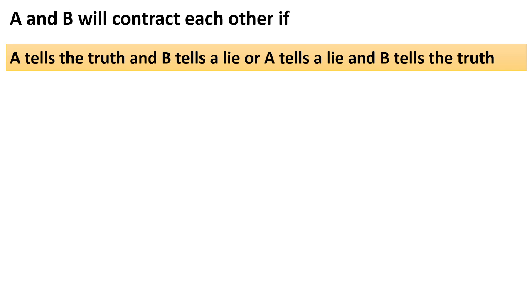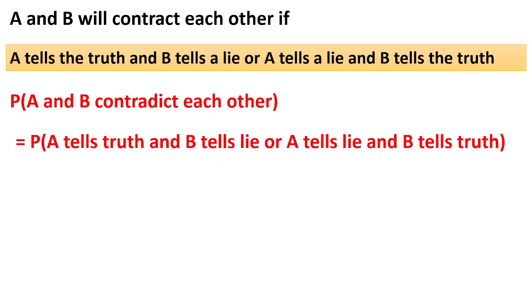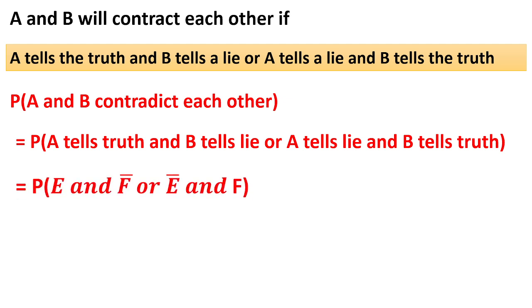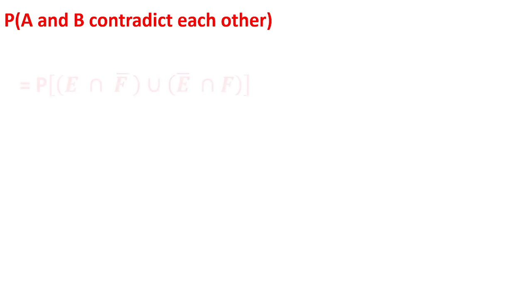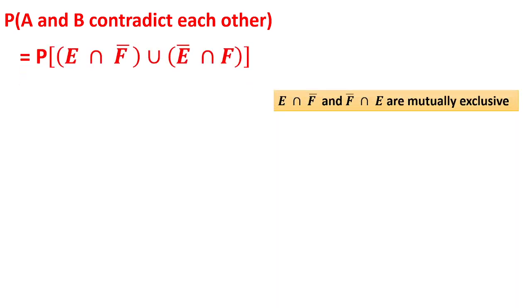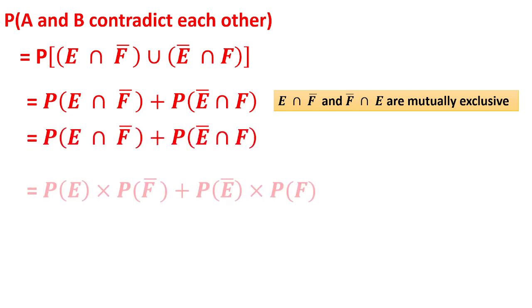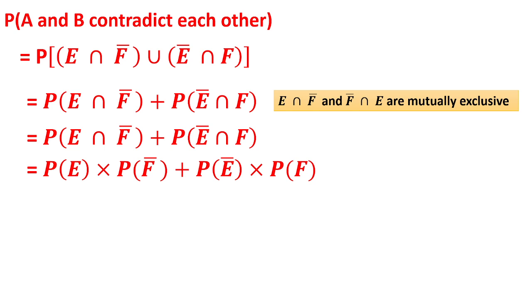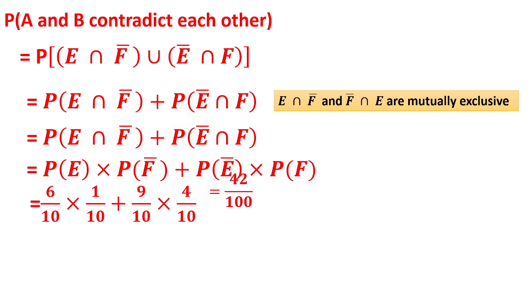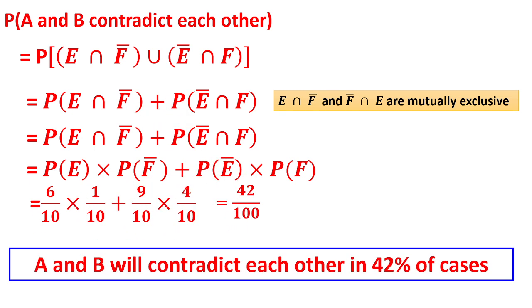A and B will contradict each other if the first is telling the truth and B is telling a lie, or A is telling a lie and B is telling the truth. How to put it in the form of notation? E and F complement or E complement and F. Or is coming, therefore union will come. And is coming, therefore intersection will come. Now these are mutually exclusive, therefore you have to add them. And we simply multiply because E and F complement are independent. Substitute the values now, you will get it as 42%.